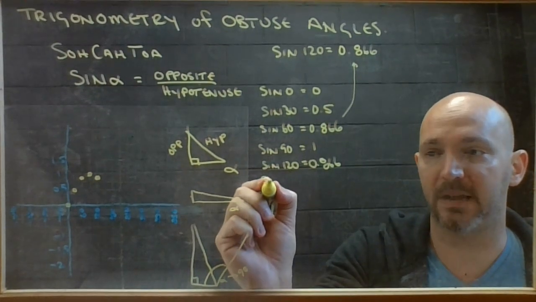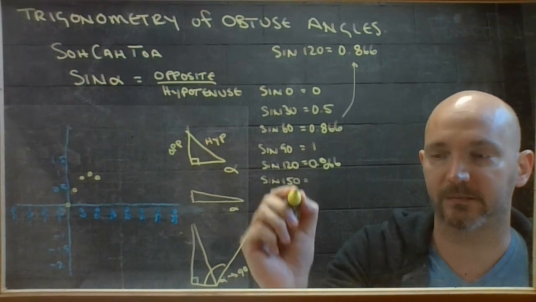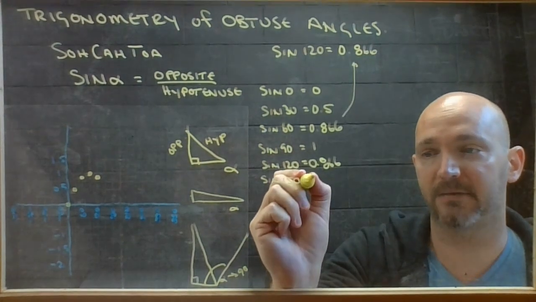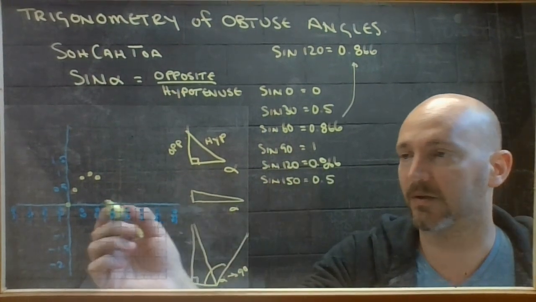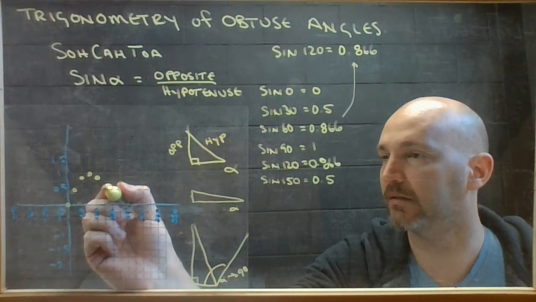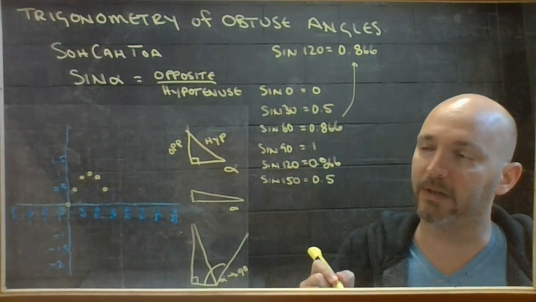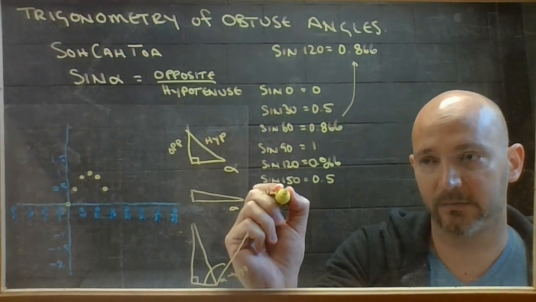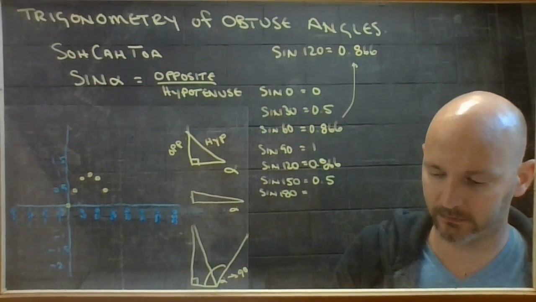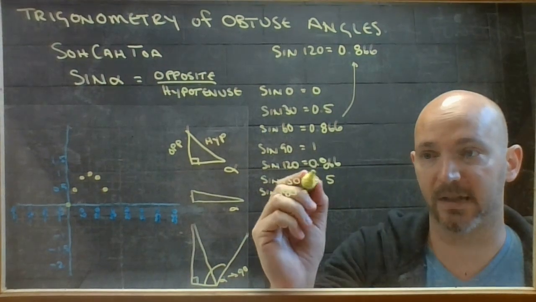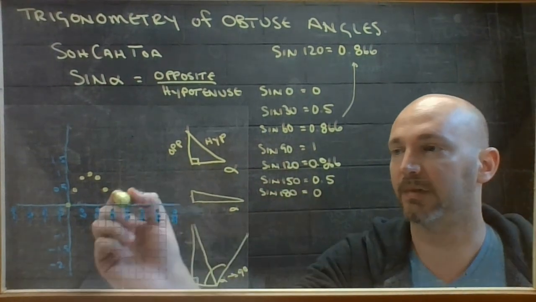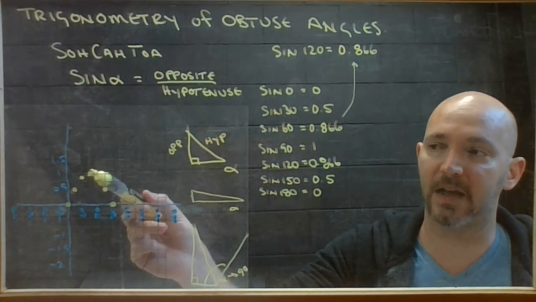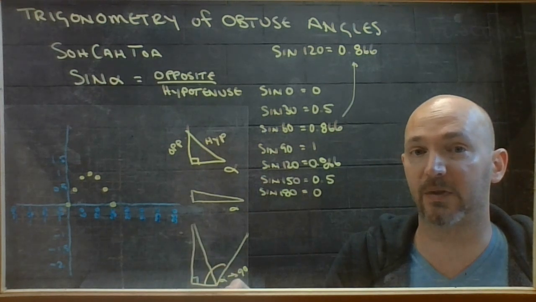Next 30 up would be sine of 150. I'm going to try. Gives me 0.5. So 150 would be here. There we go. Next 30 up would be sine of 180. Gives me 0. And I'm down to here. Now, I've generated this nice, completely symmetrical curve.